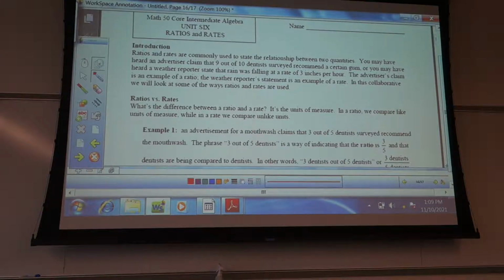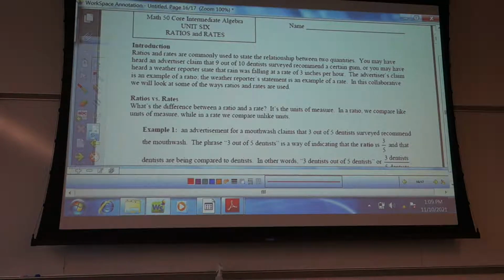Ratios and rates are commonly used to state the relationship between two quantities. You may have heard an advertiser claim that 9 out of 10 dentists surveyed recommend a certain gum. Or you may have heard a weather reporter state that rain was falling at a rate of 3 inches per hour. The advertiser's claim is an example of a ratio. The weather reporter's statement is an example of a rate. In this collaborative, we will look at some of the ways ratios and rates are used.